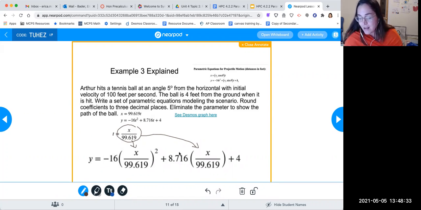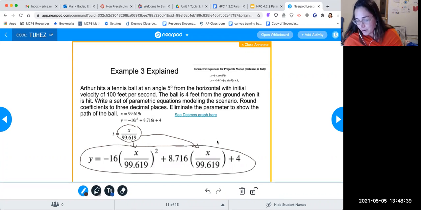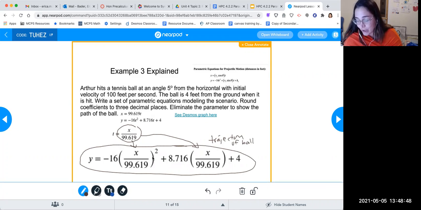It's showing you that this equation that we've written here is the actual trajectory of the ball. Okay, so this is the actual trajectory of the ball in space. Okay, this is the rectangular equation.